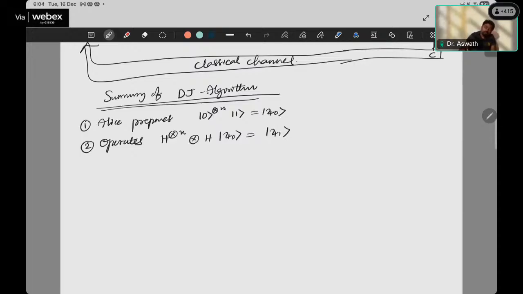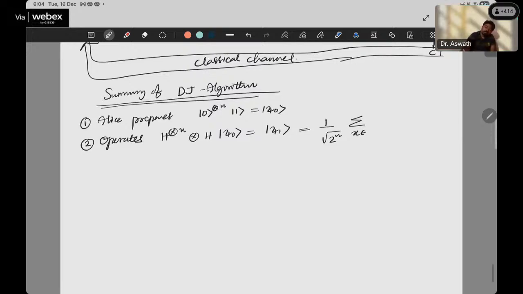What would it look like? It looks like 1 over square root of 2 to the n, summation over x belonging to 0 comma 1 tensor n, of x ket times 0 minus 1 divided by square root of 2. Maybe we better put the square root of 2 to the power of n inside instead of having it outside. It's better to do that.